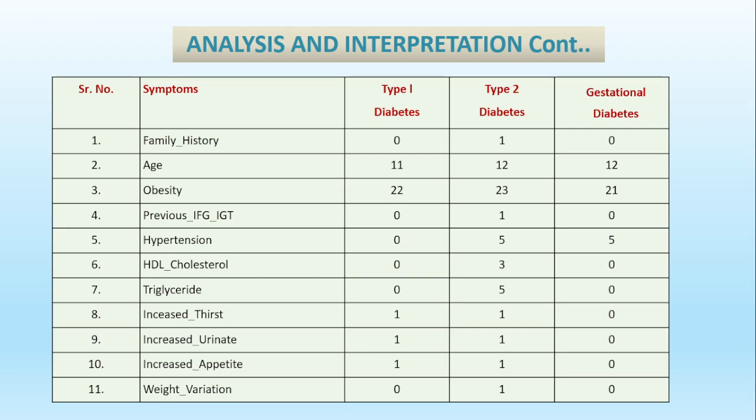HDL cholesterol 0, 3 and 0. Triglyceride 0, 5 and 0. Increased thirst 1, 1 and 0. Increased urine type 1, 1. Type 2 1 and gestational diabetes 0.